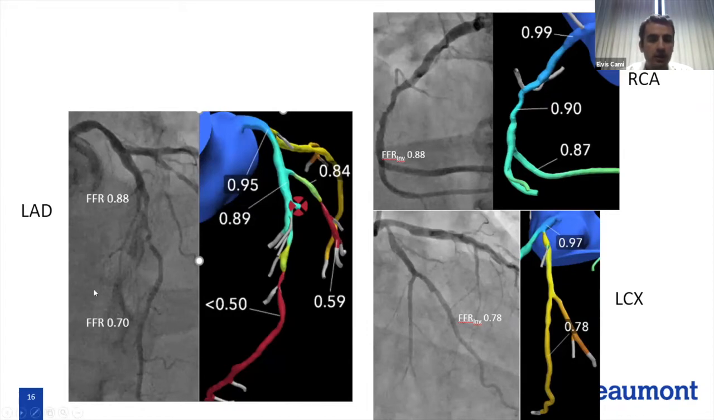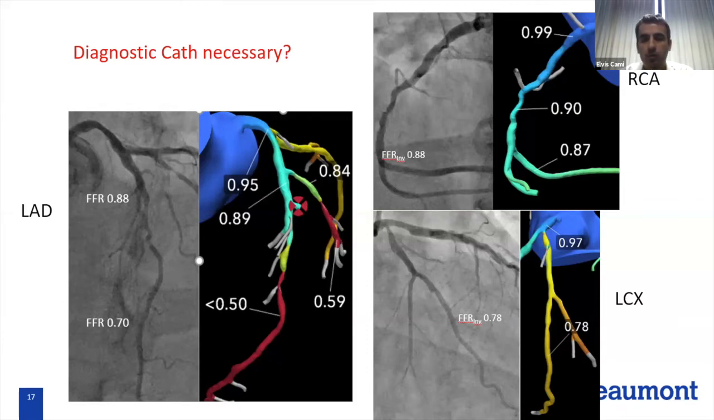And again, in the LAD, the invasive FFR was positive. It was positive in the circumflex, and it was negative in the right coronary artery. So essentially, this patient went on to get bypass surgery, and the vessels that were identified from the CT and from FFRct were the vessels that were bypassed during surgery. So in a way, I kind of pose this question in that this patient did not necessarily need to undergo a cath.